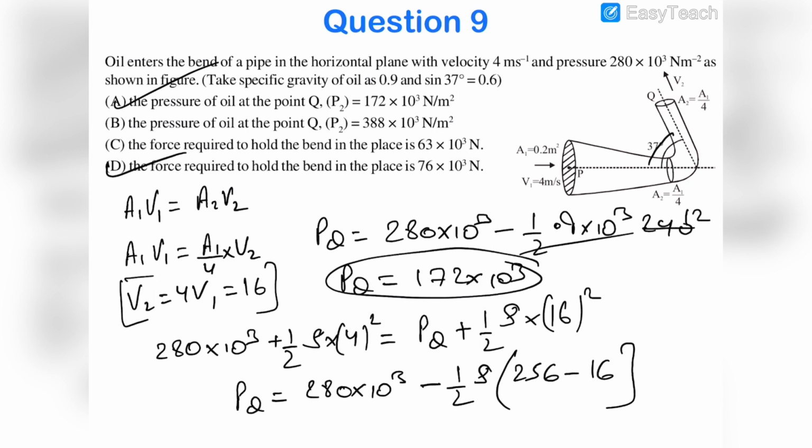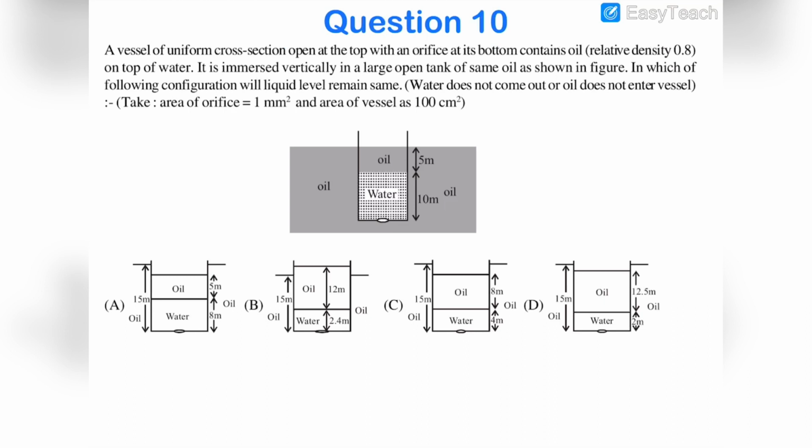Now we move on to the next question. In this question, you can see that there is a vessel of uniform cross section which is open at the top, and there is an orifice, a small hole at the bottom. It contains oil of relative density 0.8 and some water, and this vessel is being immersed in a large open tank which also contains the same oil. So we have to choose the correct configuration in which this water will not leak out and this oil will not go inside this vessel from this orifice.